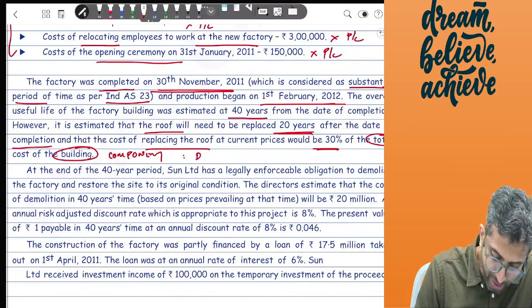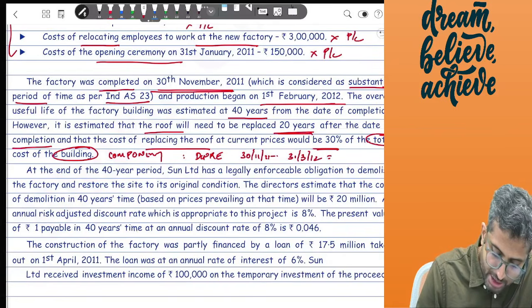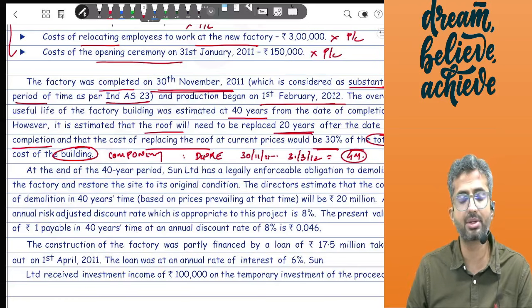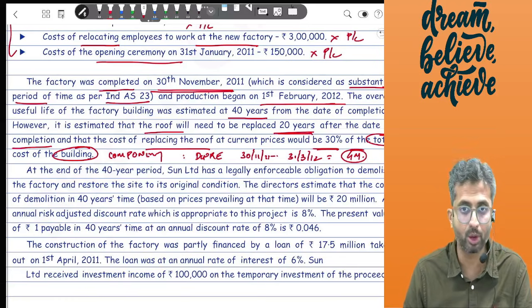However, your depreciation will also be in the current year, from 30th November 11 to 31st March 12. So probably this is a period of 4 months. So you will not get the entire year's depreciation because the asset gets ready for use in November only.